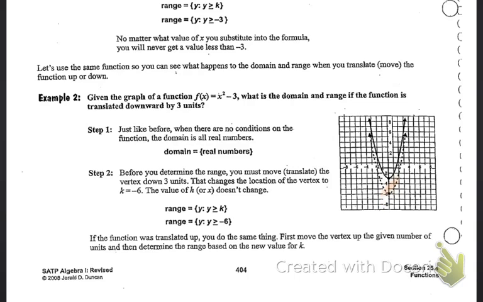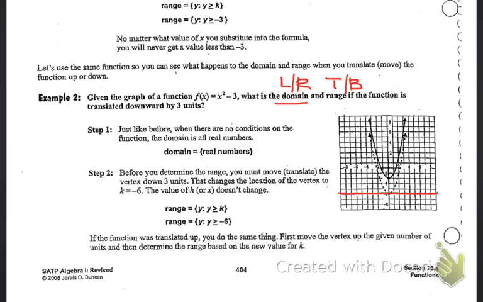So when we're looking at our conditions for our domain and our range, we're again looking, if it is our domain, left to right, and if it's our range, top to bottom. So again, our domain is going to continue moving to the left, and it's going to continue moving to the right. So it still stays all real numbers. But with our range, when I look at the bottom, it's not at -3 anymore. We've moved down 3 units.